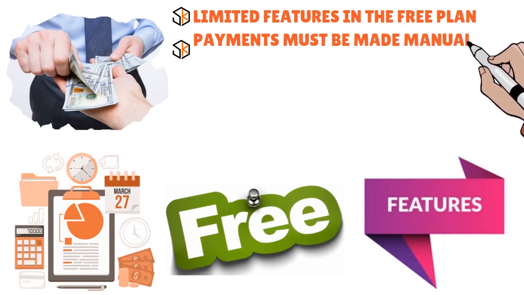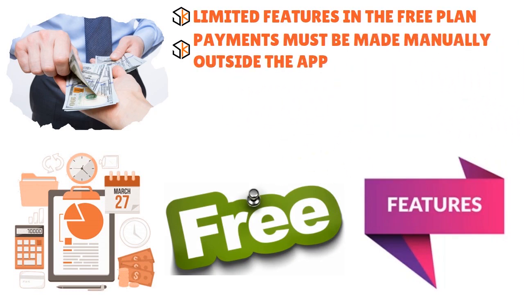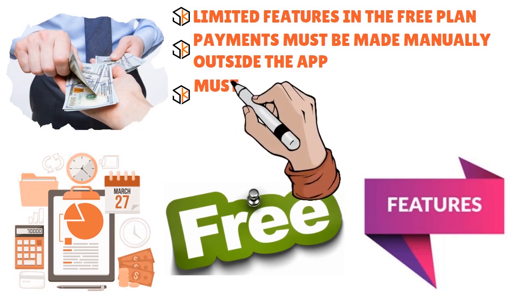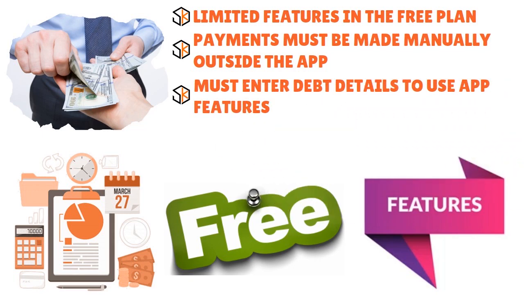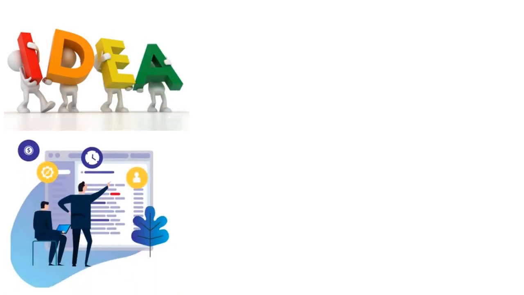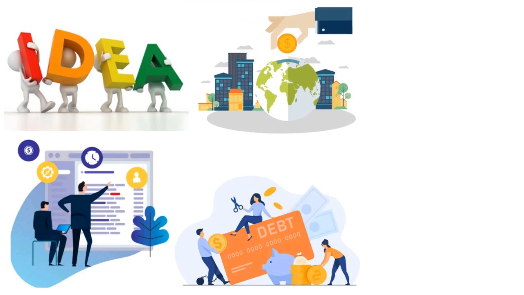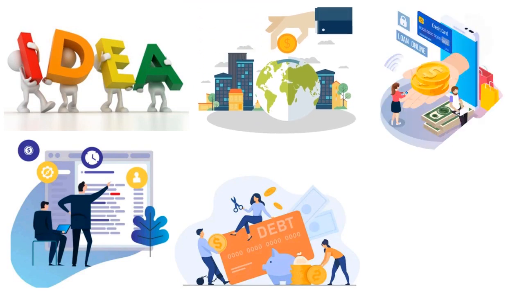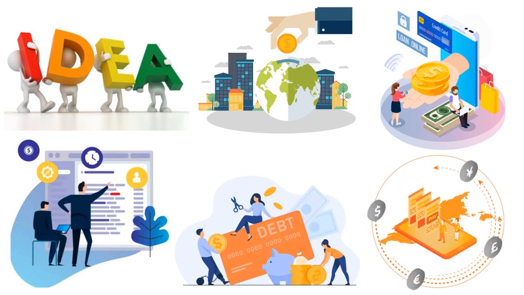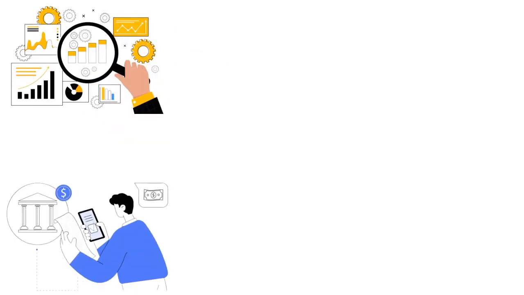Payments must be made manually outside the app. So this is a little problematic in our view. And also, you must enter debt details to use the app features. So the bottom line here is that you've got to have a clear idea about what kind of content you are fitting into the app. Think about Debt Payoff Planner as an app that helps you manage your debt and pay off your loans. Of course, if you have one outstanding loan, that's not really worth it. You've got to have like 4, 5, 6, or even 10 loans where you need an app to help you centralize your payments, centralize your strategy, and know exactly how to pay off the debt a lot faster.